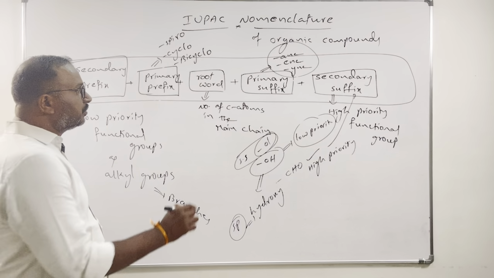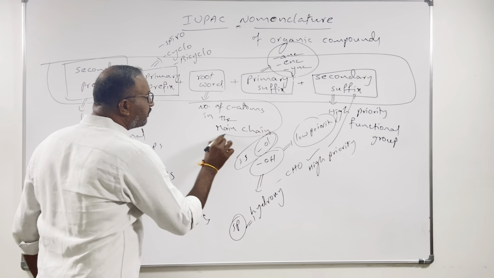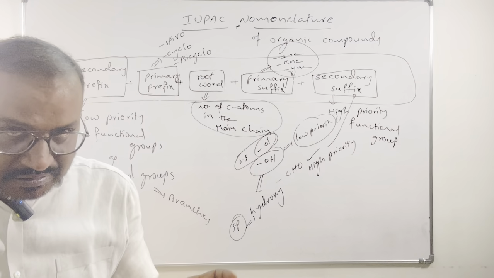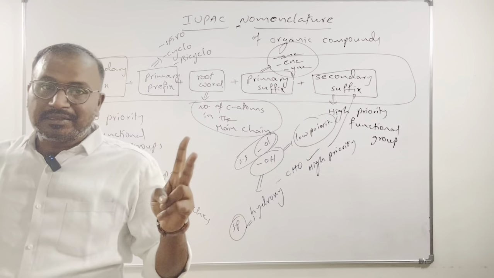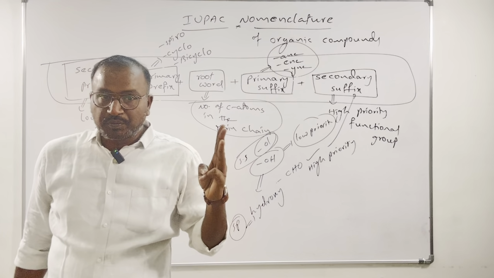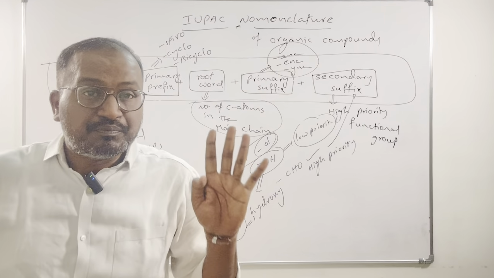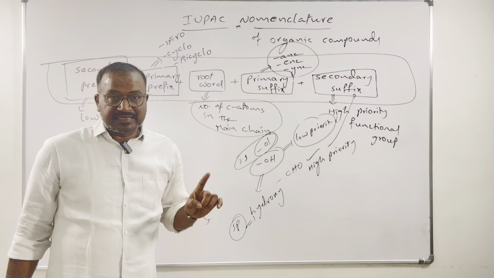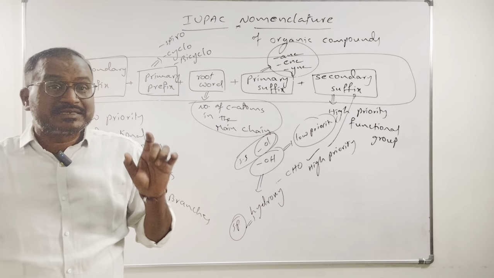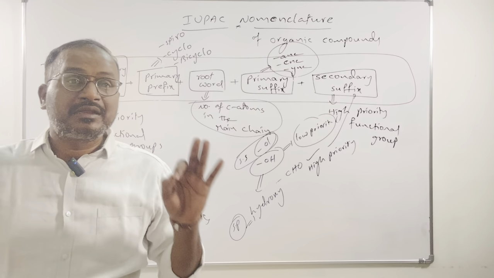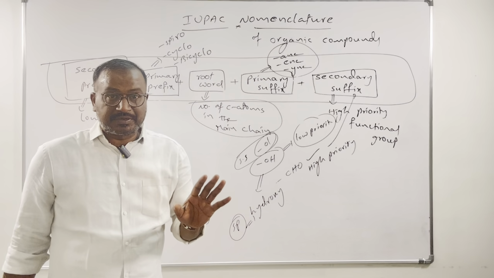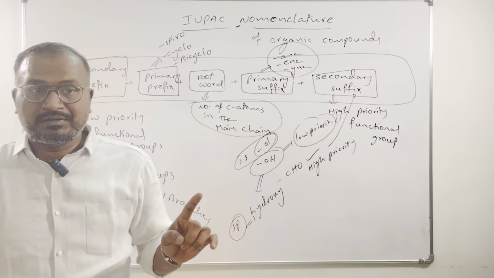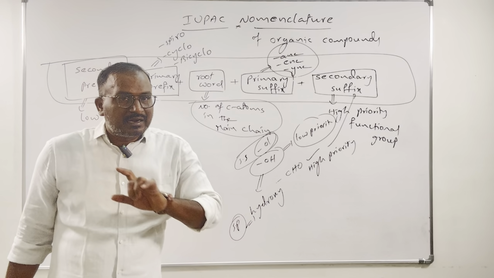Root word, already told you, it represents the number of carbon atoms in the main chain. If one carbon is there, we have to say it as meth. If 2 carbons are there, eth. 3 carbons, prop. 4 carbons, but. 5 carbons, pent. 6 carbons in the main chain, hex. 7 carbon atoms in the main chain, hept. Not sept, hept. And 8 carbons in the main chain, oct. 10 carbons in the main chain, dec.